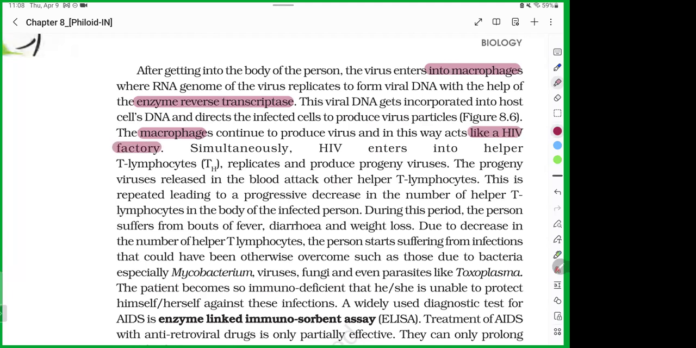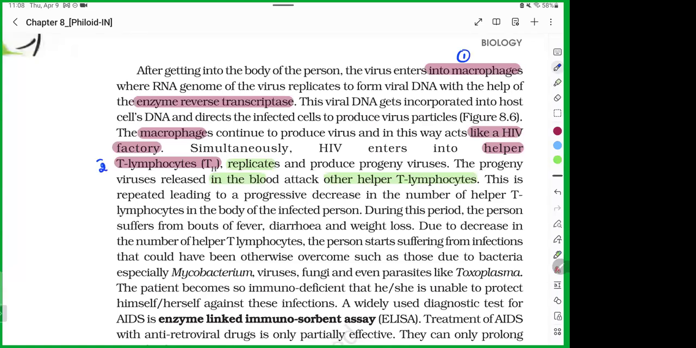Correct? Simultaneously, HIV is also entering into the helper T cell. When HIV enters into the helper T cell, it replicates and produces more virus. So the progeny virus is released into the blood and attacks other helper T cells. So the two important cells affected by HIV are one, the macrophage, the HIV factory, and second, the T lymphocyte.